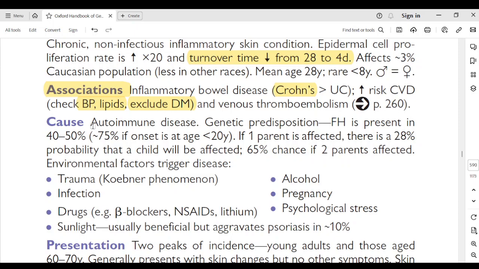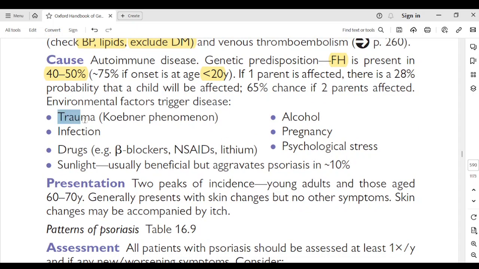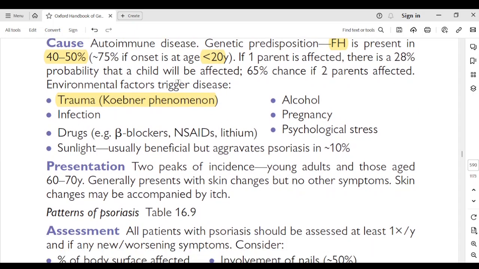Causes: autoimmune disease, genetic predisposition. Family history is present in 40 to 50% of cases with psoriasis, 75% if the onset is at age less than 20 years. If one parent is affected, there is a 28% probability the child will be affected and 65% chance if two parents are affected. Environmental factors trigger disease: trauma, Koebner phenomenon, infection, alcohol, pregnancy, psychological stress, drugs, beta blockers, NSAIDs, lithium.